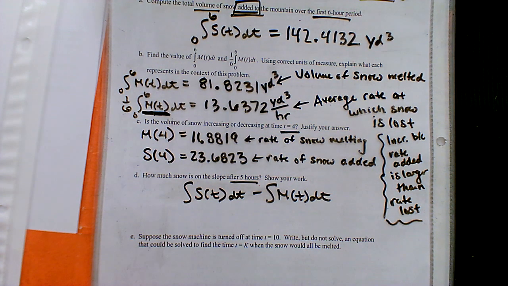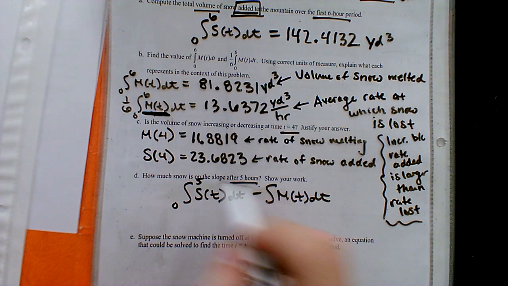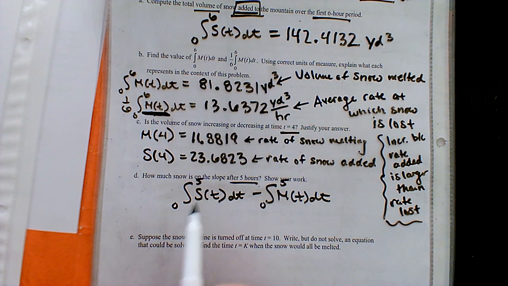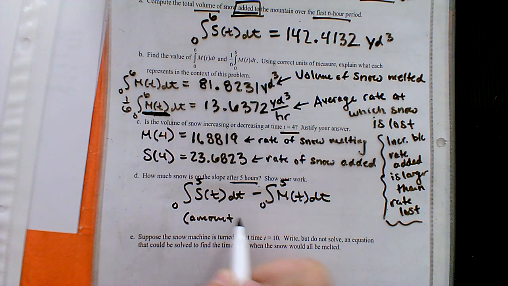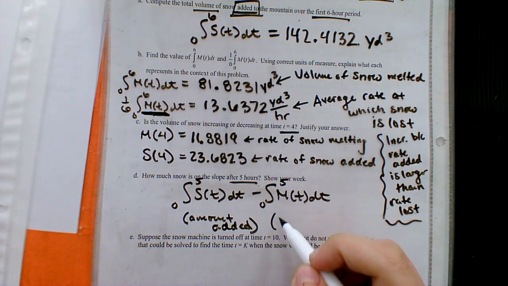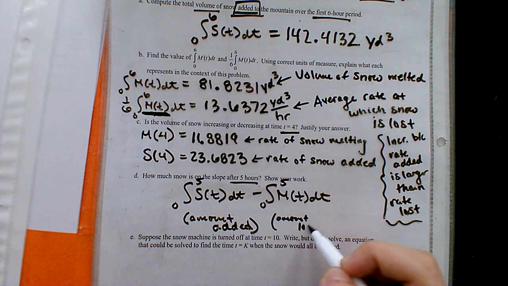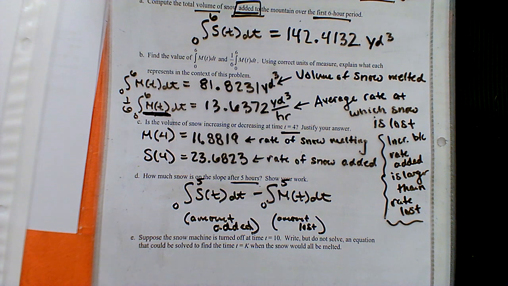What are our bounds going to be? 0 to 5. Okay. So our first integral here is amount added. The second integral is the amount lost. So if we subtract the two, we're just going to find the overall amount of snow that was either added or subtracted in the end. Is there something else that would be useful to know if we want the overall volume of snow at 5 hours?